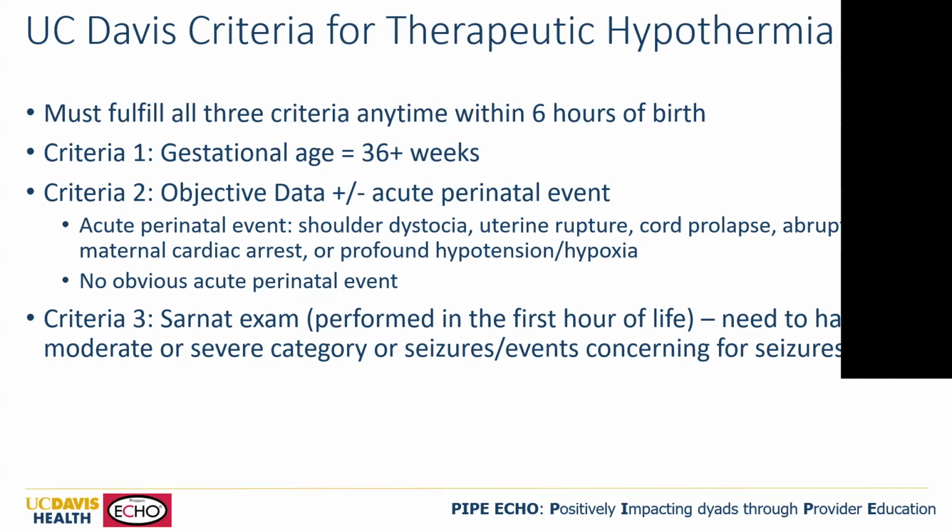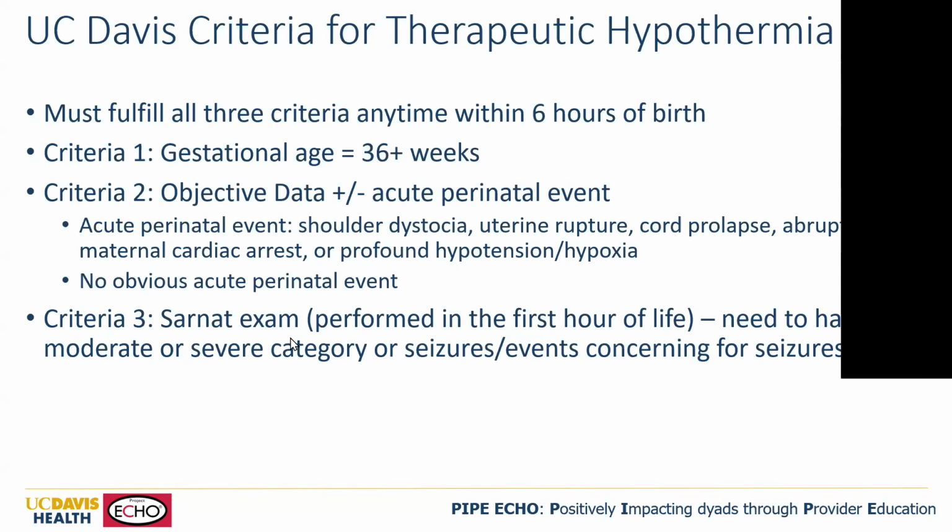And then looking at objective data, and I have another slide on that. And then the more subjective, slightly SARNAT exam as well. So then we look at the objective data, essentially, did you or did you not have an acute perinatal event? And acute perinatal events are essentially the things that I listed there before, right? So shoulder dystocia, uterine rupture, cord prolapse, cardiac arrest, profound hypotension or hypoxemia, things like that. And then if you didn't, you have no obvious acute perinatal event.